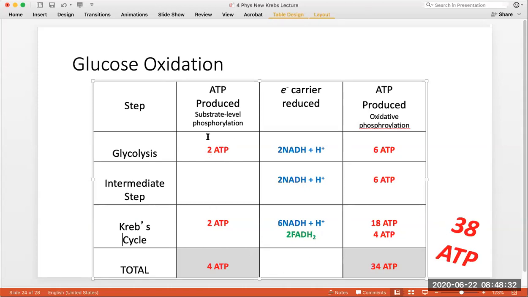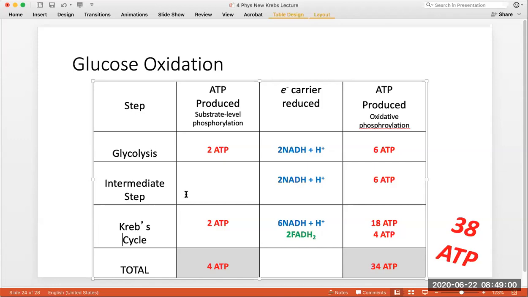Without oxygen, all you make is your 2 ATP from glycolysis, okay? So that's substrate level phosphorylation. The intermediate step, you don't make any ATP. In glycolysis, you make 2 ATP and you reduce 2 electron carriers. You make 2 NADH plus H plus. Intermediate step, you do not make any ATP. You're going to reduce 2 more NADH plus H plus because there's 2 pyruvate produced at the end of glycolysis.